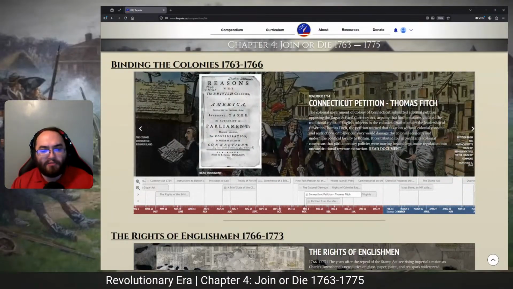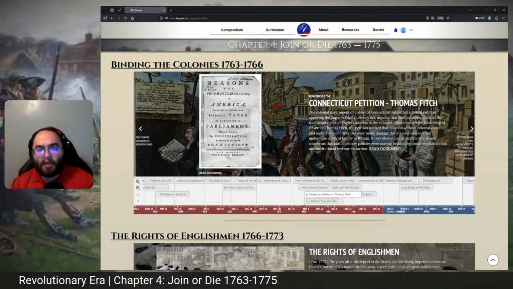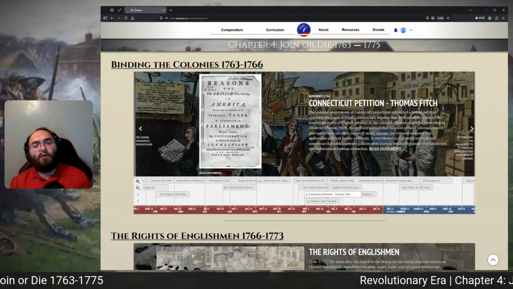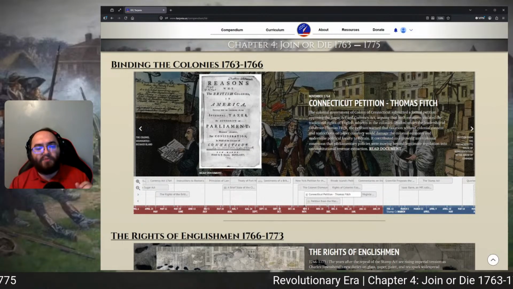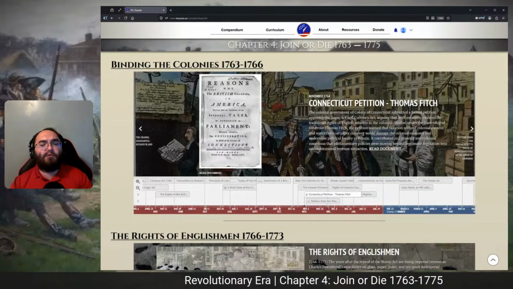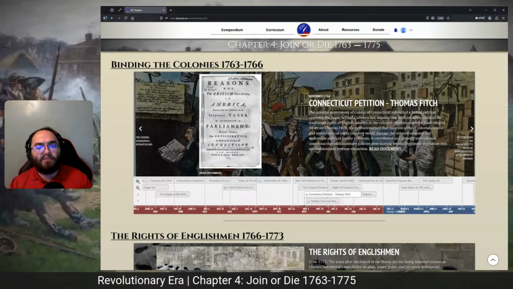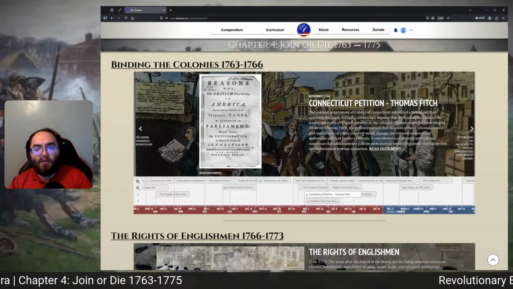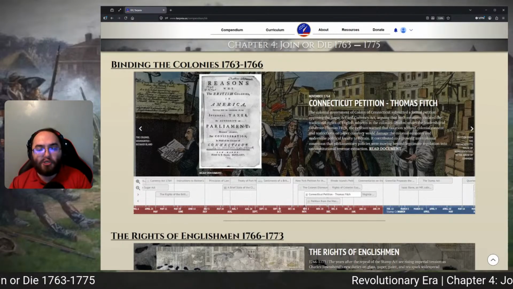Here is Connecticut's petition, and they're going to do something similar with New York, although they're going to be focusing on the idea of British rights. The rights of Englishmen is a common phrase used at this time, and this is drafted by Governor Thomas Fitch of Connecticut.